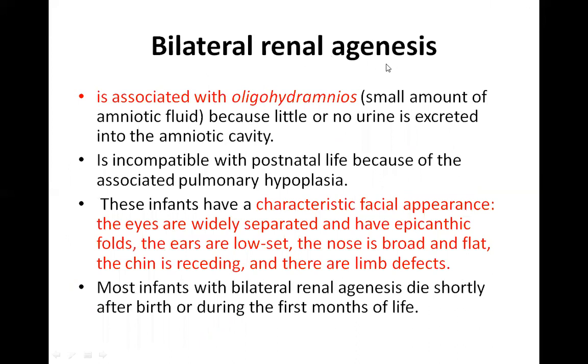Then there is bilateral renal agenesis. This is associated with oligohydramnios, which I've already told you, that is, a small amount of amniotic fluid will be forming. It is generally incompatible with postnatal life also, because of the associated pulmonary hypoplasia. The infant has a characteristic facial appearance, with widely separated eyes, epicanthic folds, low-set ears, a broad and flat nose, a receding chin, and limb defects. This is a typical Potter's sequence. Most infants with bilateral renal agenesis die shortly after birth.